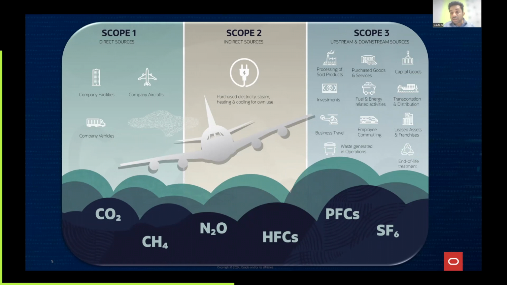Now, company vehicles. If you have company vehicles deployed within the organization, the emission coming out of them will be computed as part of your scope 1 direct source. And if I shift focus to scope 2 indirect source, it's more about the electricity that you have purchased, the steam, heating, and cooling related operational aspects that you have purchased, based on which you compute the emission coming in from the overall electricity purchased.